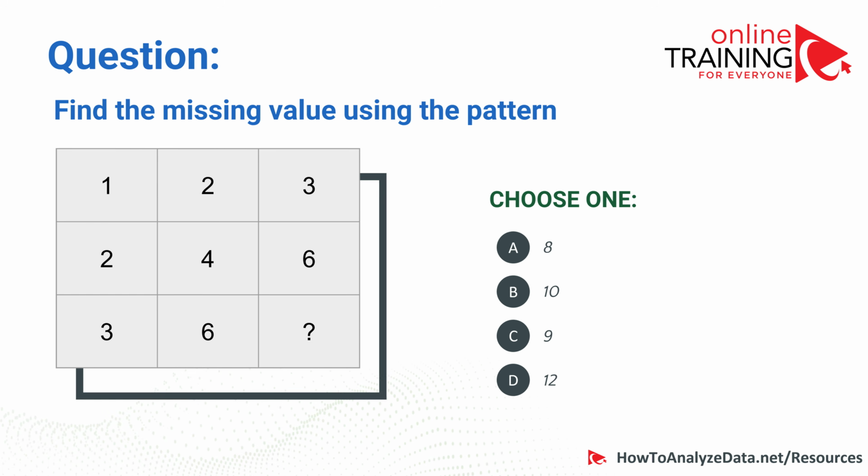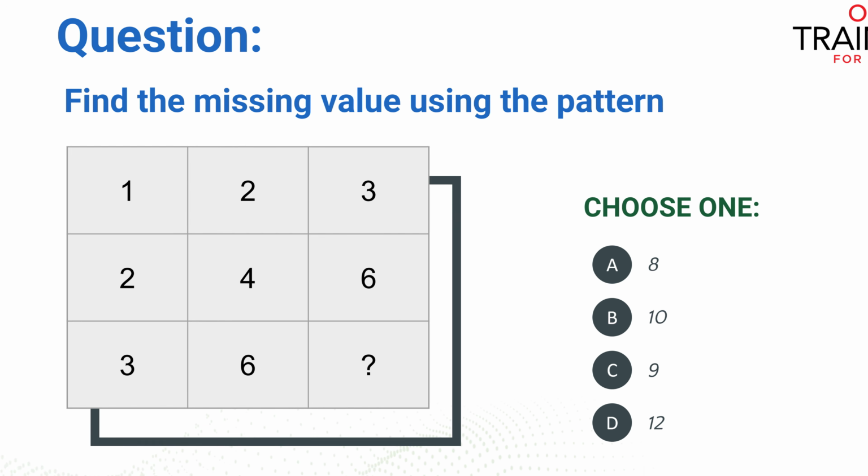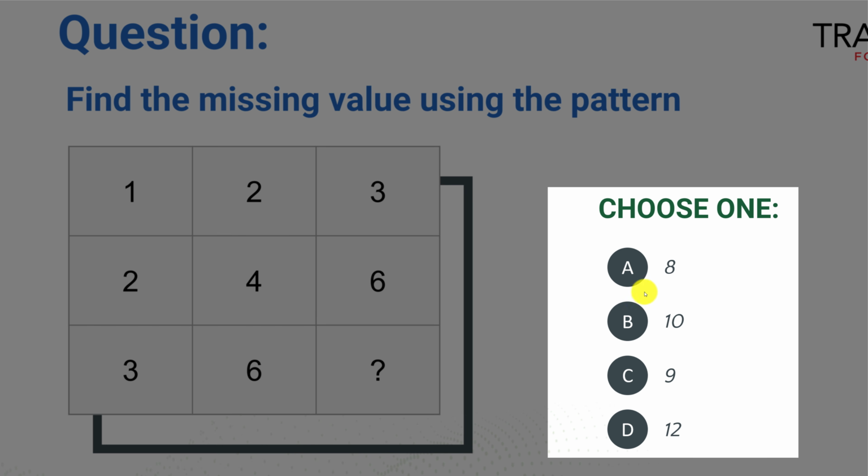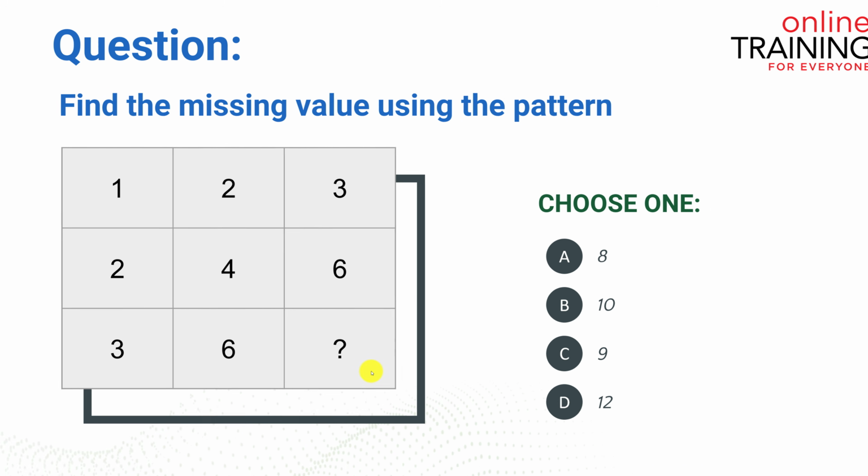Now let's look at the next question. Find the missing value using the pattern. You see a 3 by 3 box, and one of the values in this box is missing. So what is the pattern? And there are 4 choices, A, B, C, and D. Obviously you would have to find the pattern and calculate the value. So what do you think is the right answer here?